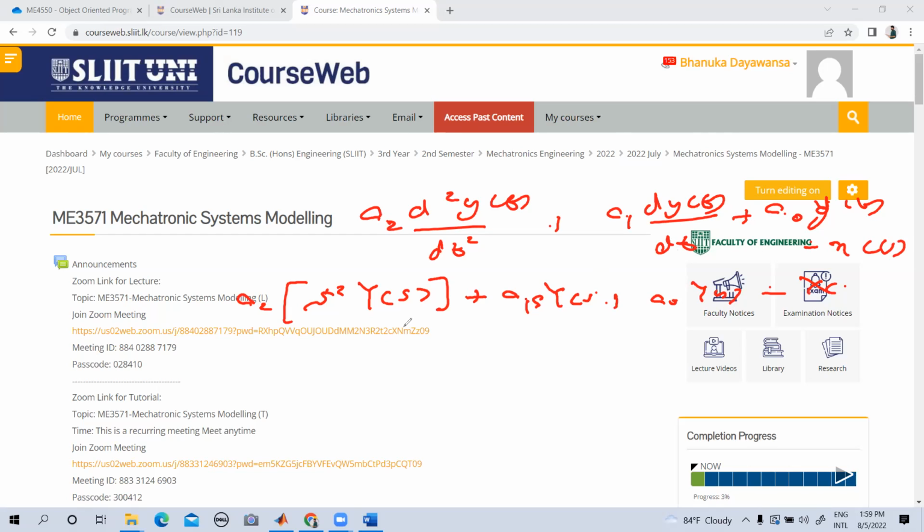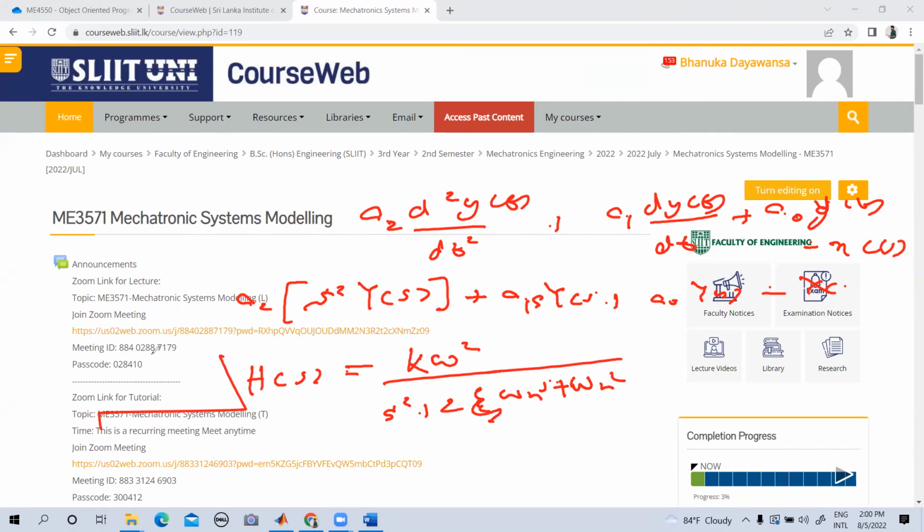And you can solve this and get an equation in the format of H(s) equals k omega n squared over s squared plus 2 theta omega n s plus omega n squared, right? So this is the second order model.